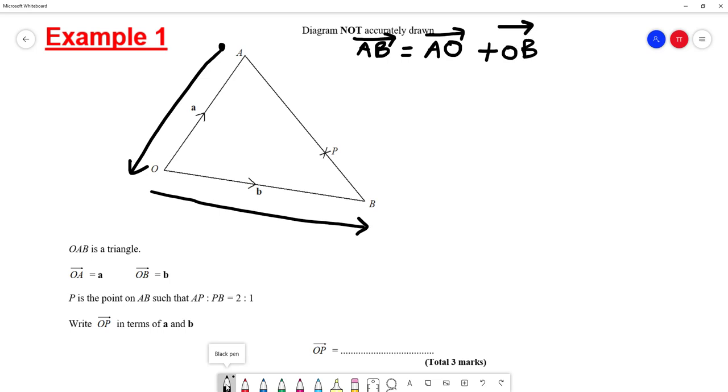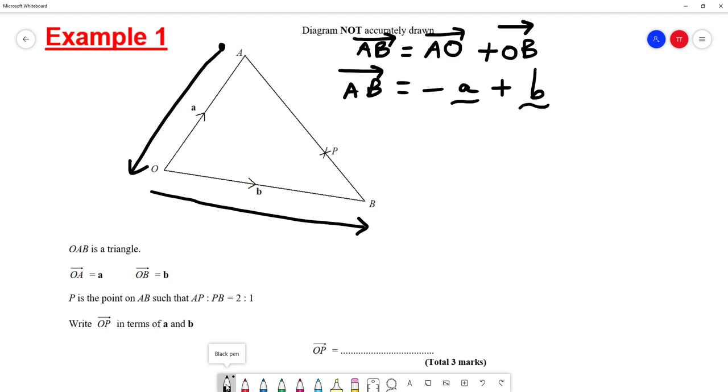like so. Then because A to O is the opposite direction of OA, which is positive A, then AO must be minus A because it's the opposite direction, plus the vector OB, which is positive B. So therefore we can say that the vector AB is minus A plus B.